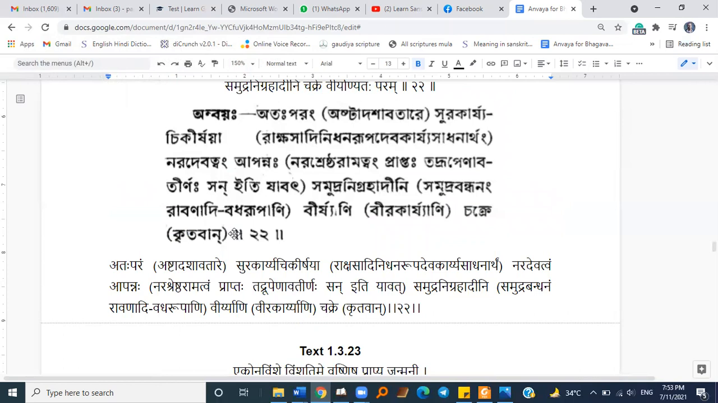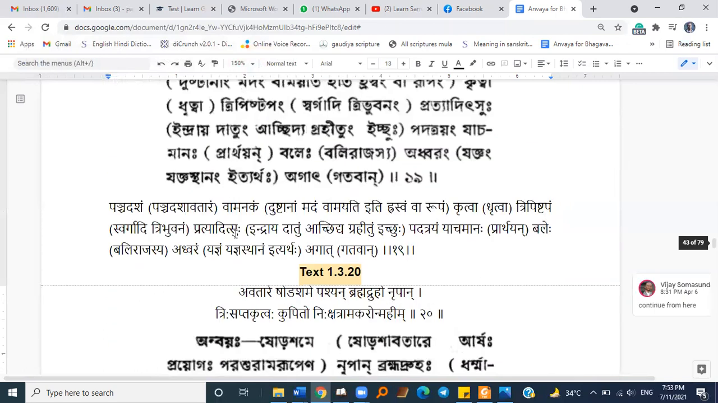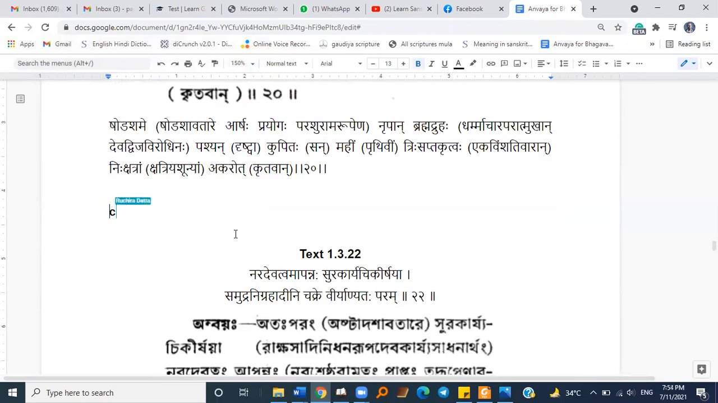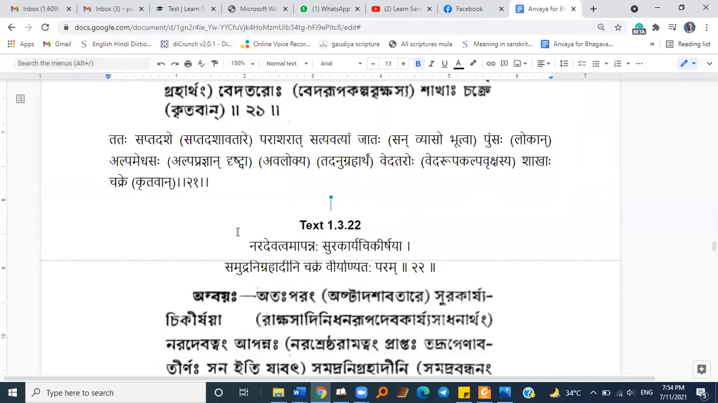Oops, what happened? Mataji, did you just cut it? Oh, Rukmini Mataji? Yeah. You just cut it. So, Veda Taroho, Veda Rupa Kalpa Vrikshasya, Shakhaha Chakre Kritavan.